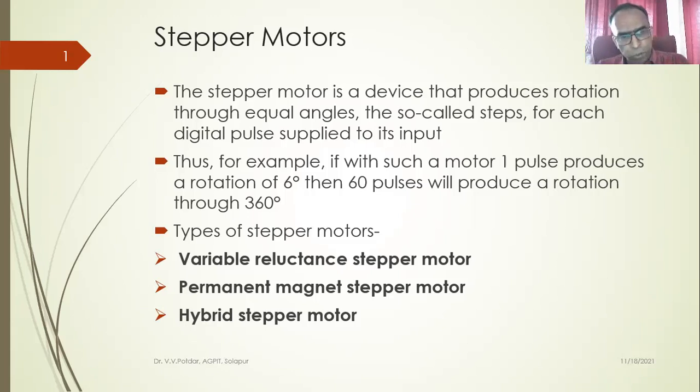There are a few types of stepper motors that we will try to understand. The first is the variable reluctance type stepper motor. The second type is the permanent magnet type stepper motor. The third type is the hybrid stepper motor, in which the features of both variable reluctance and permanent magnet are included.